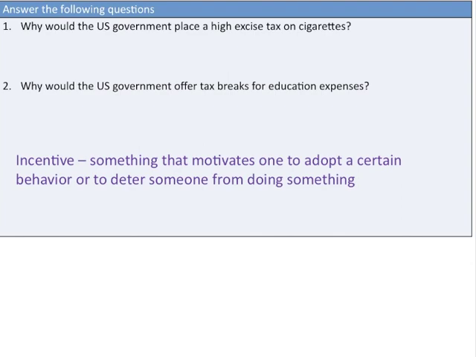a certain way. For instance, why would the United States government place such a high tax on cigarettes and other things that they deem to be bad for you? Well, the reason is they're going to try and create a disincentive to produce cigarettes. So this would be called a negative incentive.